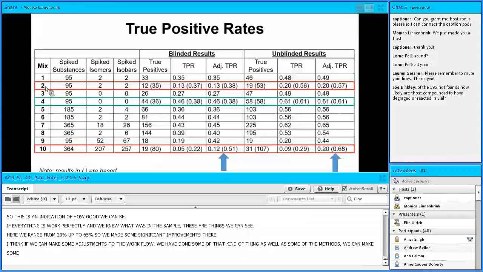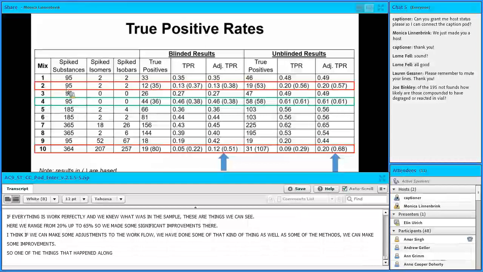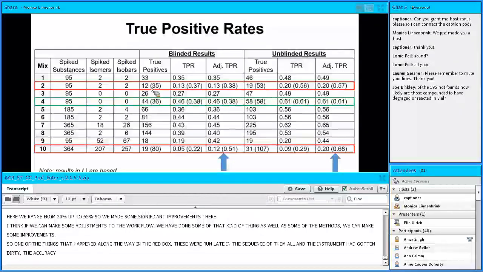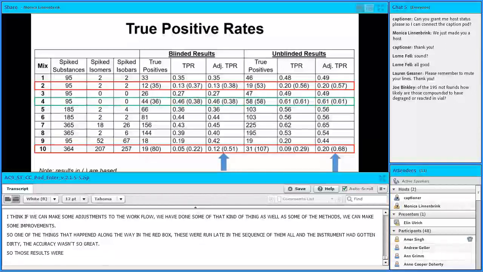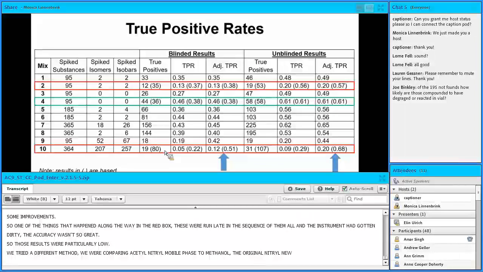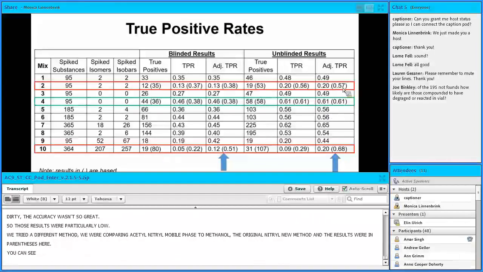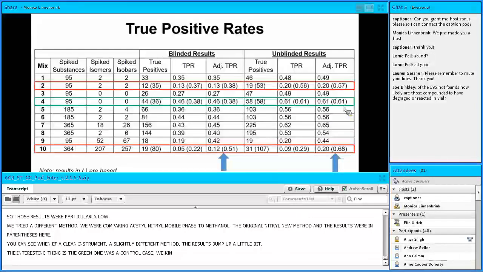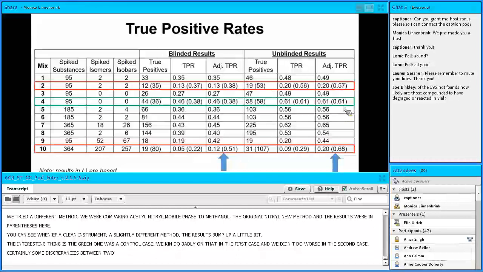So one of the things that happened along the way, in the red boxes, these samples were run late in the sequence of them all, and the instrument had gotten a little bit dirty. The mass accuracy wasn't so great, and so those results were particularly low. We tried a different method, and we were comparing acetonitrile mobile phase to methanol. Methanol was the original method, acetonitrile is the new method, and the acetonitrile results are in parentheses here. And you can see that when we've got a clean instrument, a slightly different method, the results actually bump up a little bit. Now, the interesting thing is the green one was sort of a control case. We didn't do badly on that in the first case, and we didn't do any worse in the second case. There were certainly some discrepancies between the two methods, and we're still trying to sort all that out, but at least we didn't get worse, so that was good news.